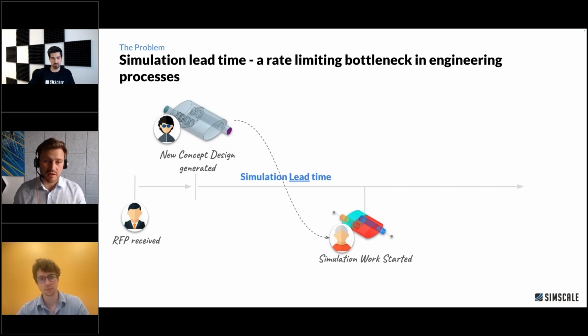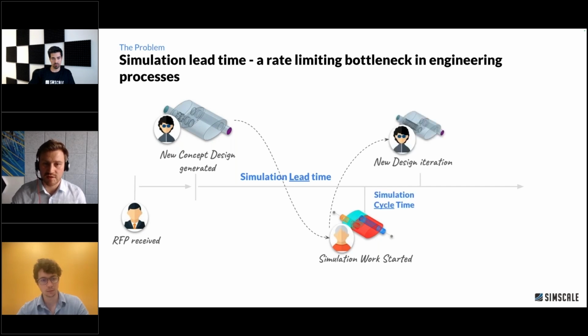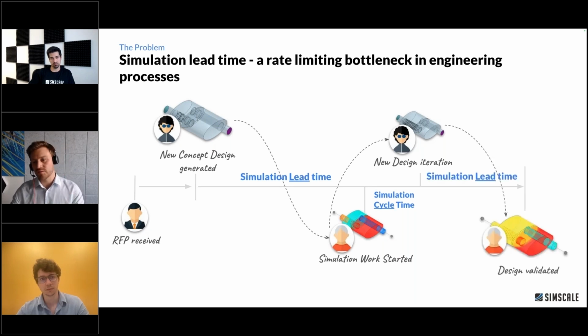The simulation experts are not always immediately available to be able to pick up that project. So we have a waiting time until that simulation can be started. Once the design engineer gets their result back, they can iterate on the design. And we call this process the simulation cycle time to be able to operate the next design. And that then needs to be simulated again for the design validation. And that requires another simulation lead time.